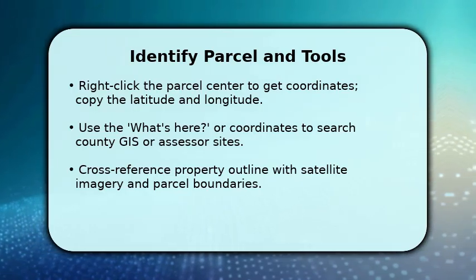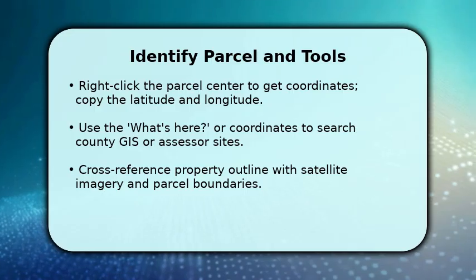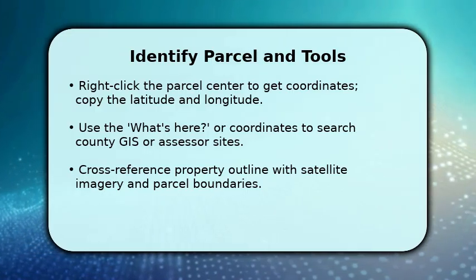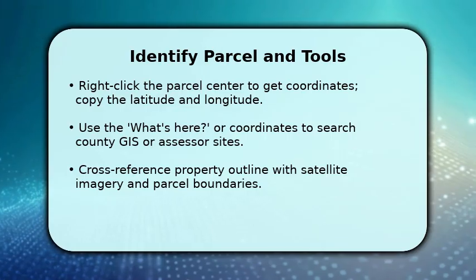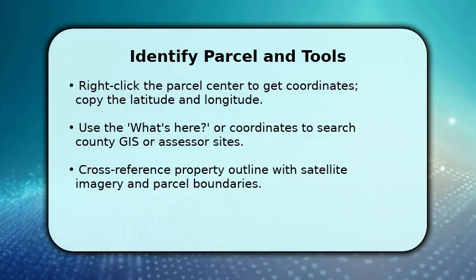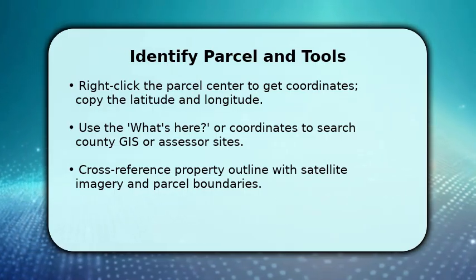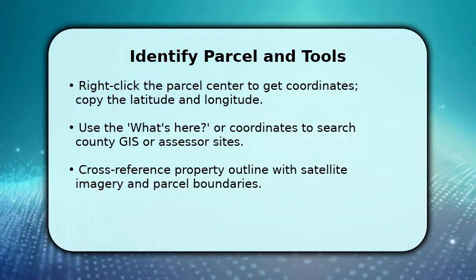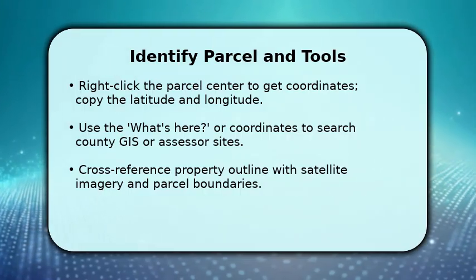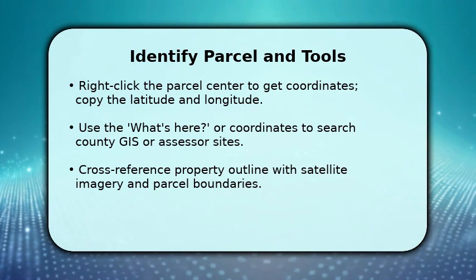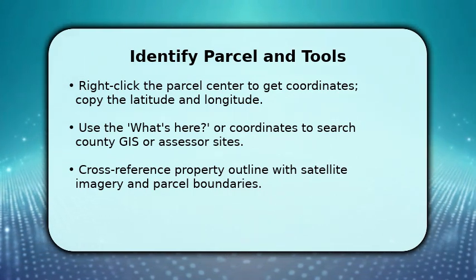Then, use those coordinates as a search key in the county GIS or assessor website because Google Maps itself rarely displays official survey numbers. Make sure to compare the parcel outline on the county map with Google's satellite view so you're looking at the exact lot. If the shapes match, the county record usually lists the survey number, parcel ID, or legal description you need.